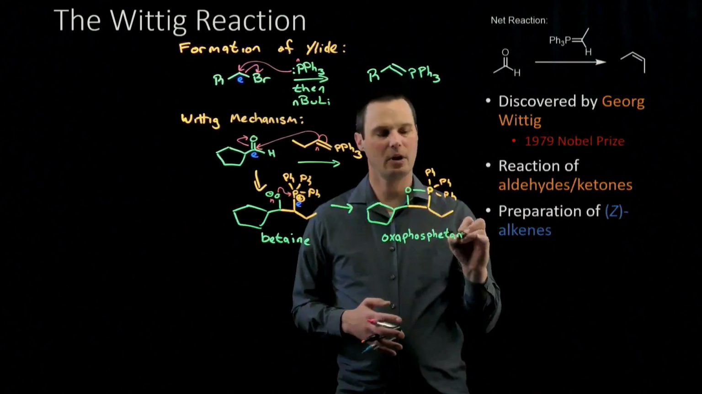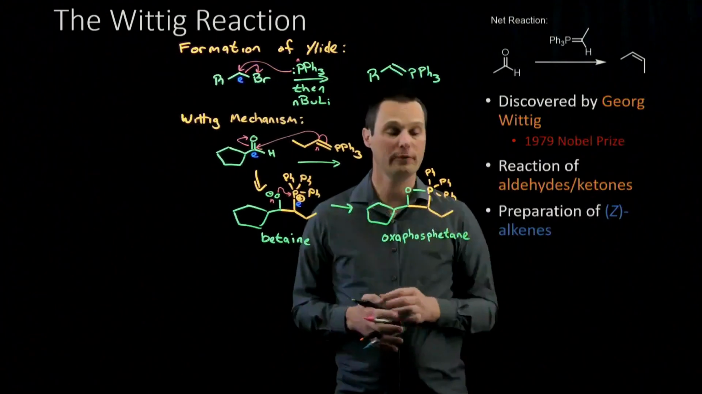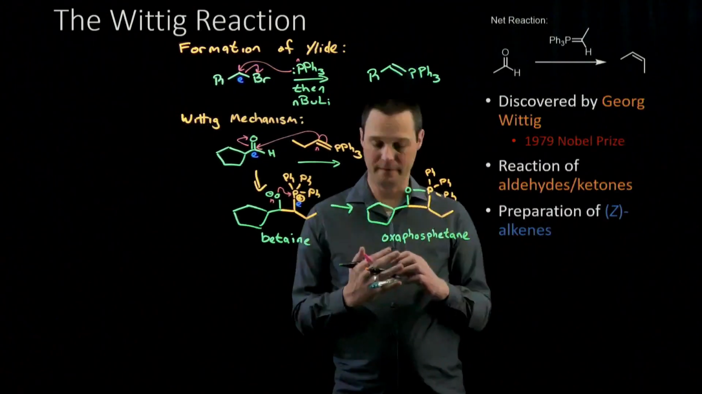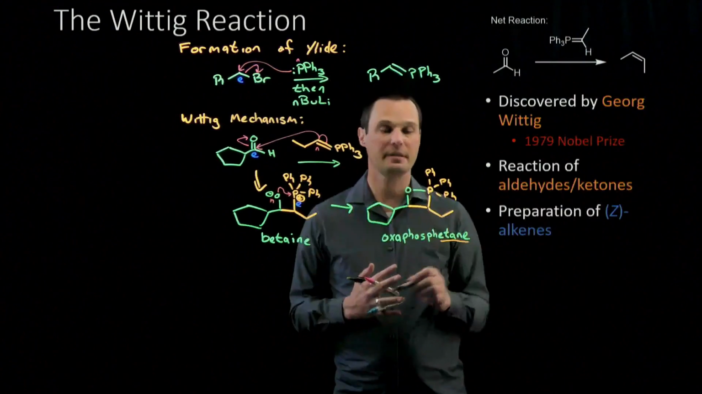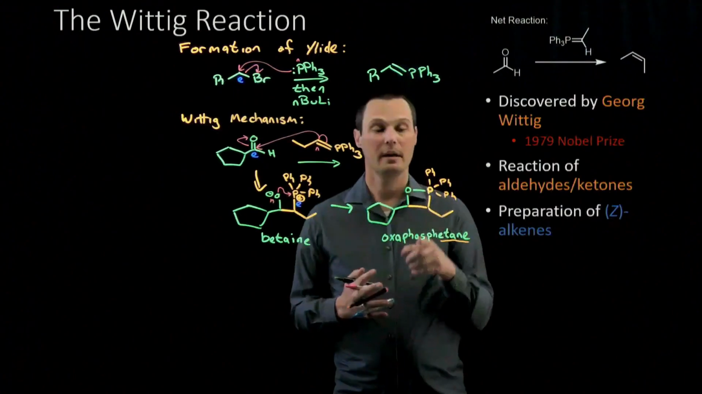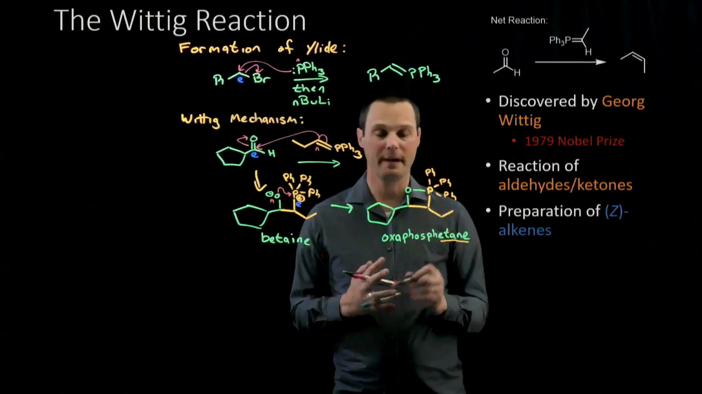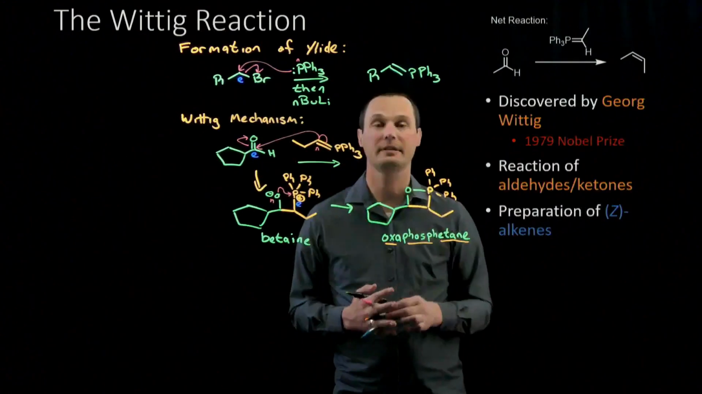This intermediate is called an oxaphosphatane. I told you there was a lot of cool names in this mechanism. We call it an oxaphosphatane because "atane" is our suffix for four-membered rings, and this is a four-membered ring with an oxygen and a phosphorus, so we call it an oxaphosphatane intermediate.